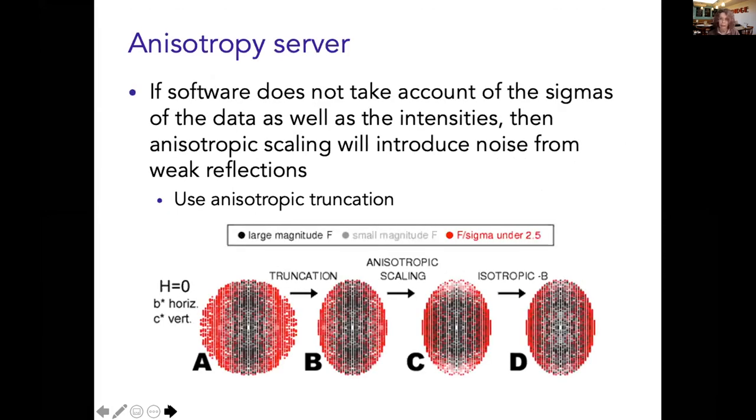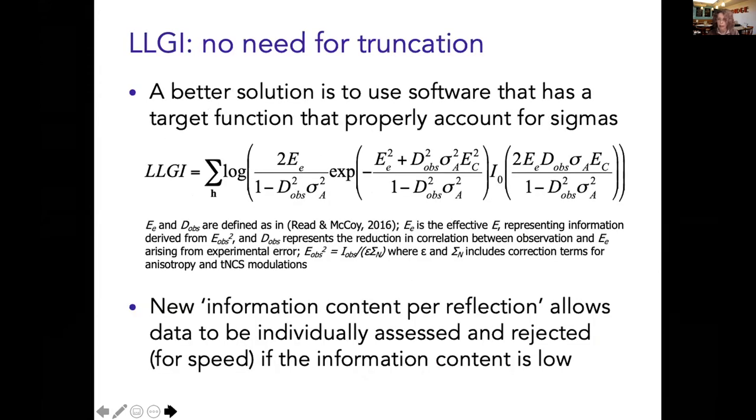I want to talk briefly about the anisotropy server, because software that doesn't take account of the sigmas as well as the intensities can run into difficulties when you do anisotropic scaling. As part of that process, you will introduce noise from the weak reflections because you're not accounting for the sigmas. So the solution is to use anisotropic truncation to simply remove the weak data, the high sigma data. However, within Phaser, there's no need to do this because we have a likelihood target, the LLGI target, that correctly accounts for the intensities and their sigmas, the errors in those, as part of the correction.